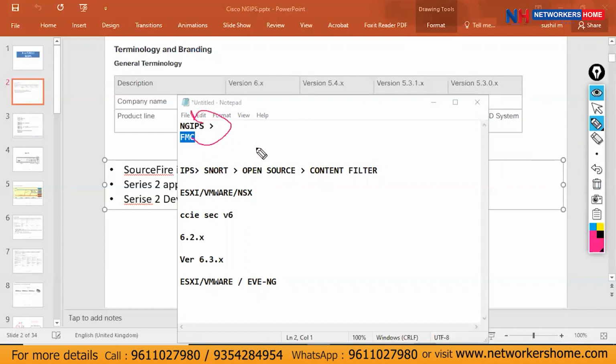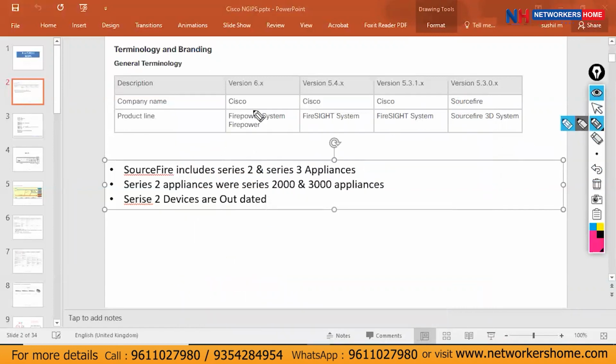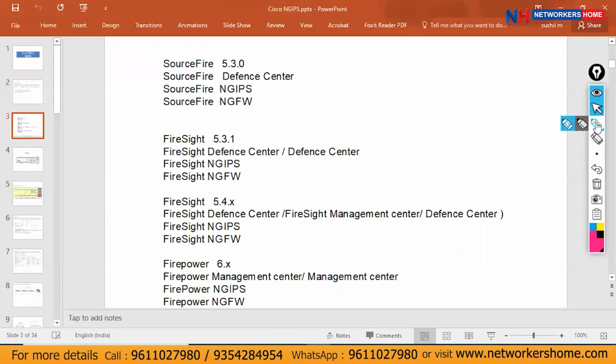But to control your NGIPS, what device do you need? FMC. So in Firepower, here you can see the terminology, Firepower system. Basically in Firepower, we have three products. Total three products are there in Firepower. These are the lists. When it was a part of SourceFire, with the 5.3 version, we used to call FMC the SourceFire Defense Center. And we used to call NGIPS the SourceFire NGIPS. And we had a firewall that was a next generation firewall. We used to call it the SourceFire next generation firewall. So these are the three products.